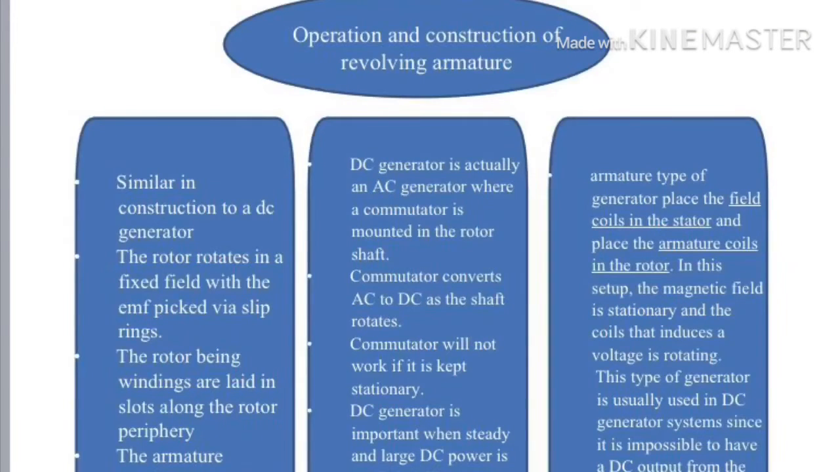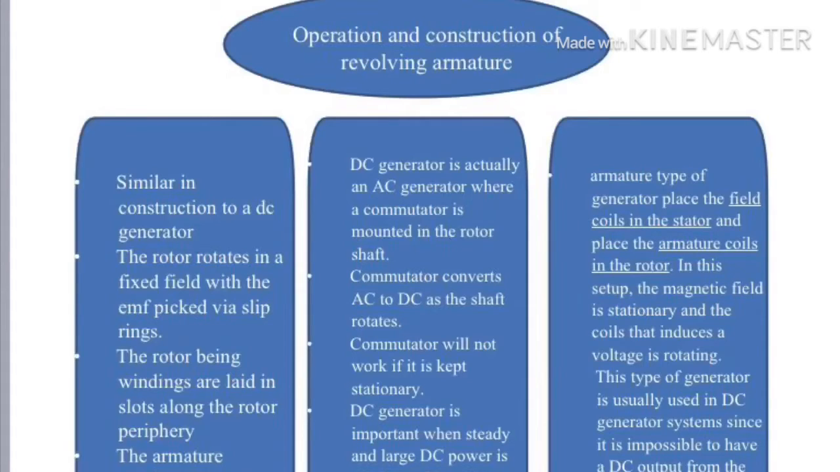For the second slide, operation and construction of revolving armature and revolving field type AC generators. It's similar in construction to a DC generator. The rotor rotates in a fixed field with the EMF picked off via slip rings. The rotor armature windings are laid in slots along the rotor periphery. The armature is laminated to reduce eddy current loss.